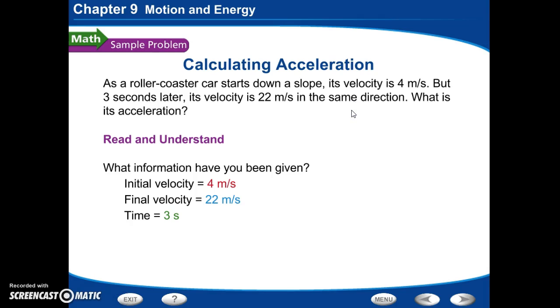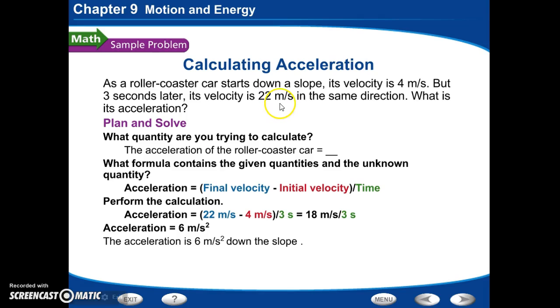So looking at this example, it says you have a roller coaster that starts a downhill slope, and its velocity is 4 meters per second, but 3 seconds later, its velocity is 22 meters per second. So what is its acceleration? You can think of a roller coaster going downhill. It's going to speed up. We know that. So the initial velocity, where it started, is 4 meters per second. The final velocity is 22 meters per second. And that was all over 3 seconds.